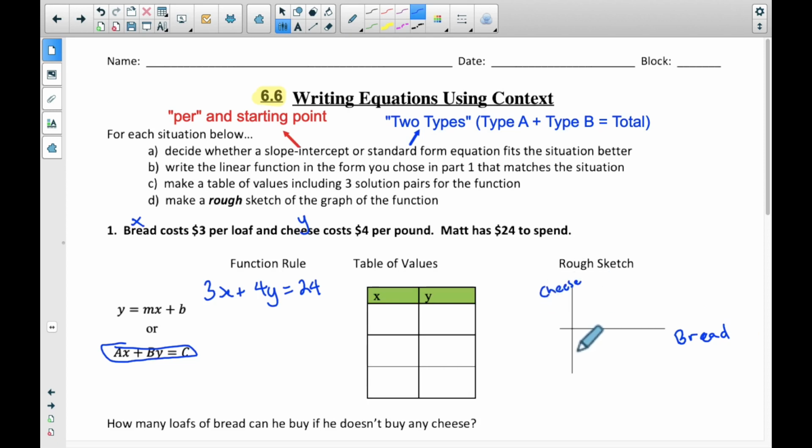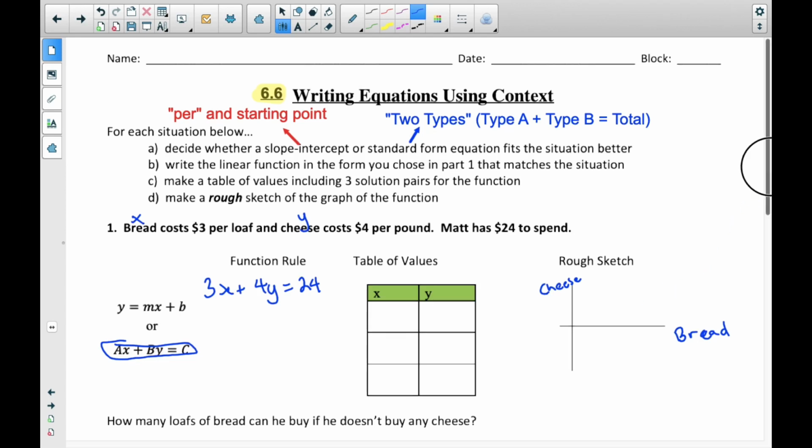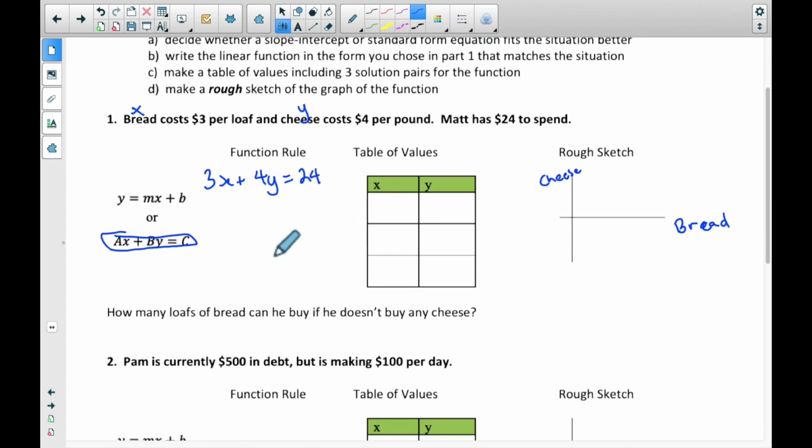Okay, how do we graph these? Well, when we were studying standard form equations, we talked about how you would plug in a 0 and find the other term, or you would plug in a 0 here and find the other one. So if you plug in a 0 for X, you're finding the Y-intercept. If you're plugging a 0 for Y, you're finding the X-intercept. And this is when we use that concept of the cover-up method. So we can do that here.